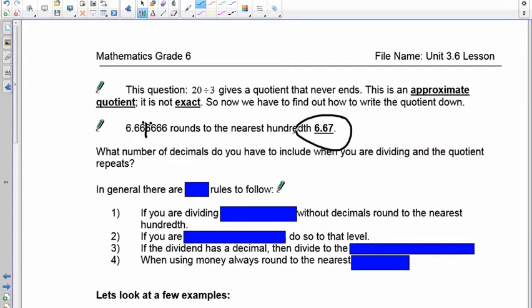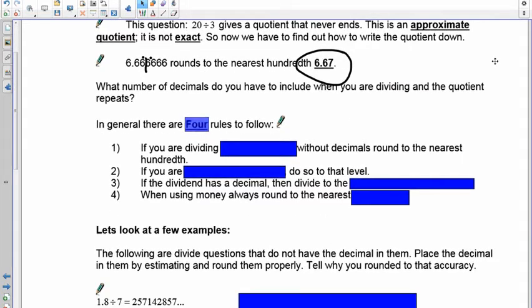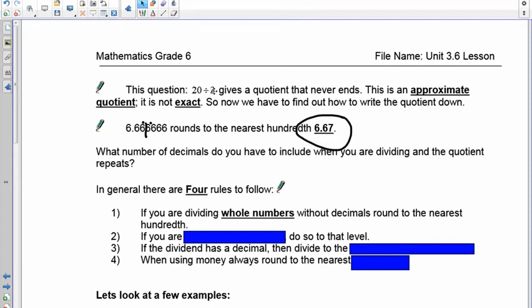Now we have some rules that we use, and you're going to have to learn these rules. These are the general 4 rules you need for dividing. So first off, if you're dividing whole numbers without decimals, you always round to the nearest hundredth, just like we did right here. These were whole numbers, 20 divided by 3, so it would go to 2 decimal places. Now note, in order to find out what happens to the second digit, you've got to go at least 3 decimals, so you can round back to 2 digits.